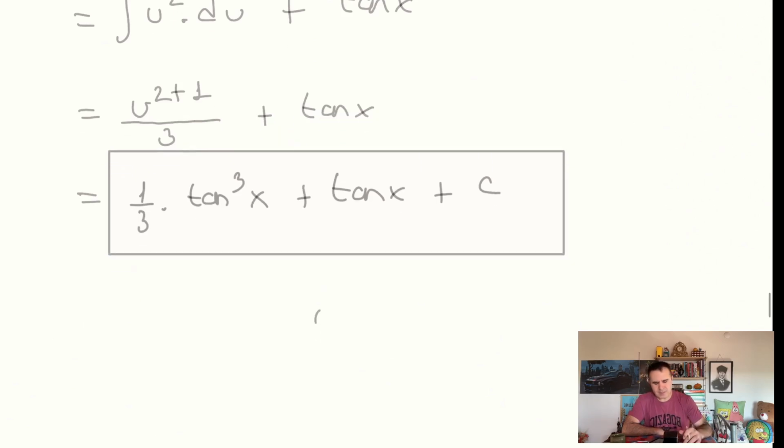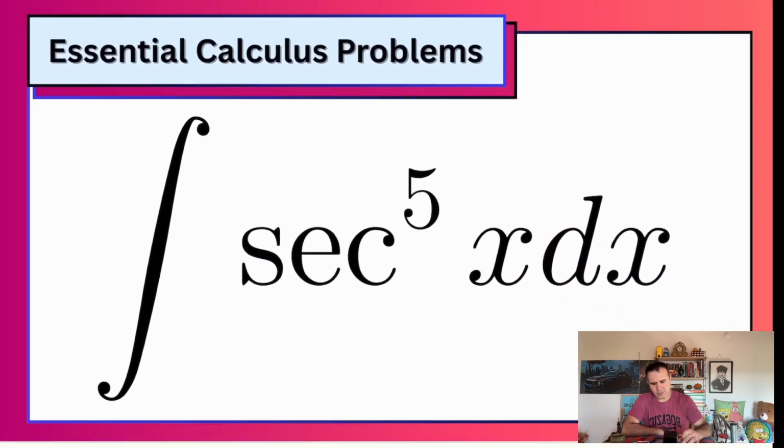In the next lecture, we will solve the integral of secant to the power of 5x dx.